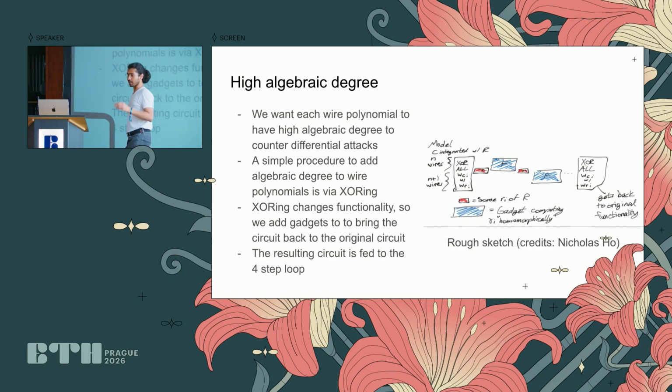Then we introduce something called gadgets. I'm not going to go into detail of what is the exact structure of the gadget. But think of this gadget as this magic thing which reverses the computation so that you get to the original functionality. By the end of this pre-processing step, you should have a circuit where each wire polynomial has very high degree. So you get around differential analysis.